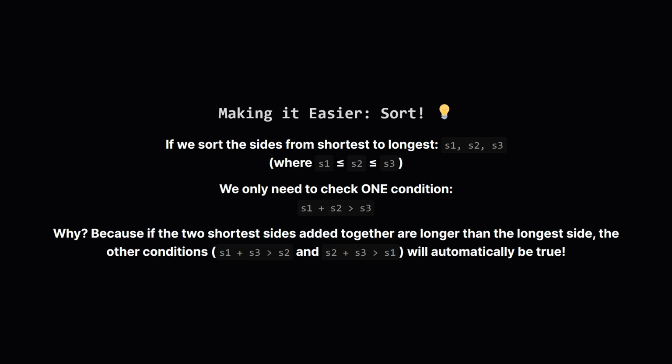Checking all 3 pairs can be a bit tedious. But here's a neat trick. If we first sort our 3 numbers from smallest to largest, let's call them side 1, side 2, and side 3, where side 1 is the shortest and side 3 is the longest, we only need to check one thing. Is side 1 plus side 2 greater than side 3? If the sum of the 2 shortest sides is greater than the longest side, then it's guaranteed that the other combinations will also work out. This makes our life much easier.